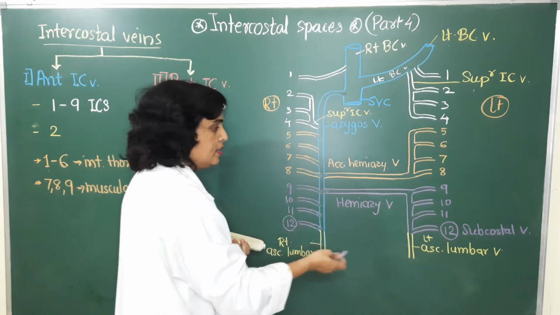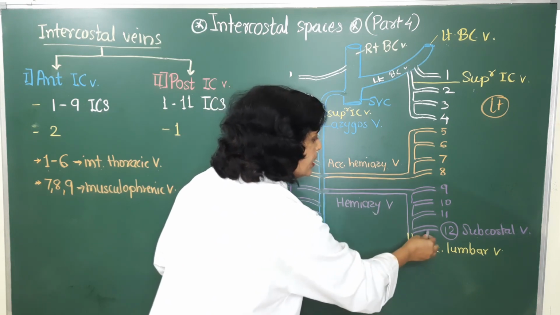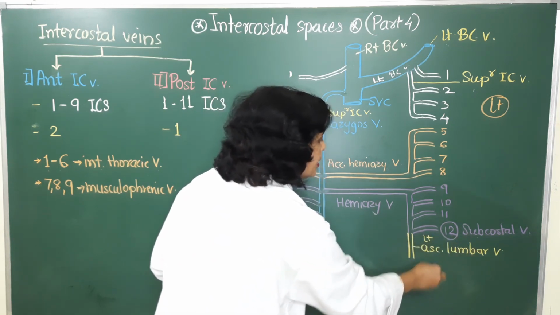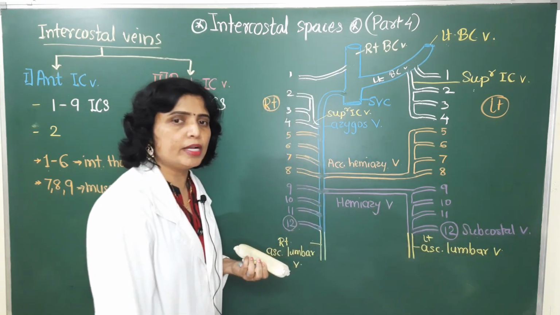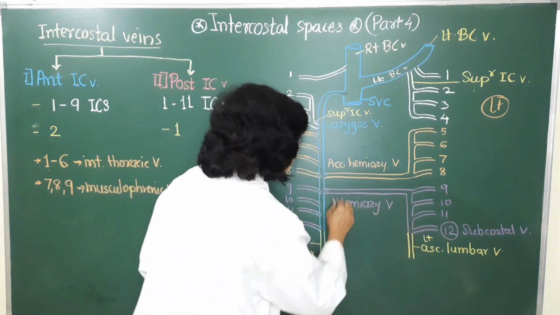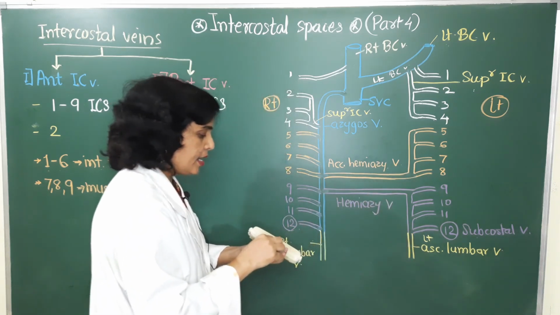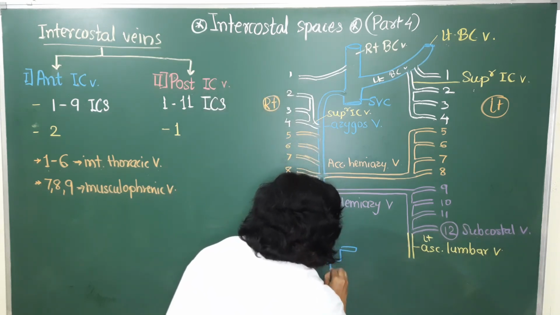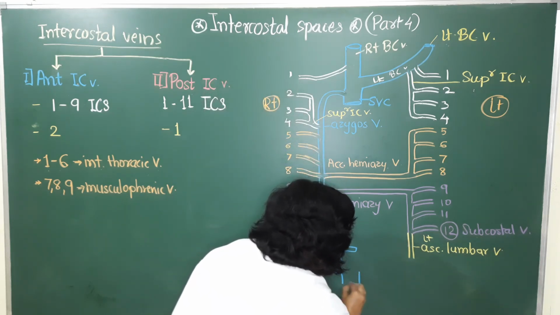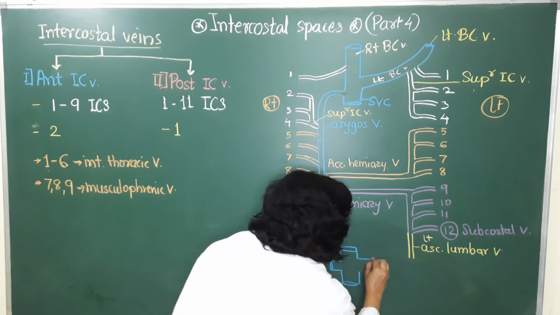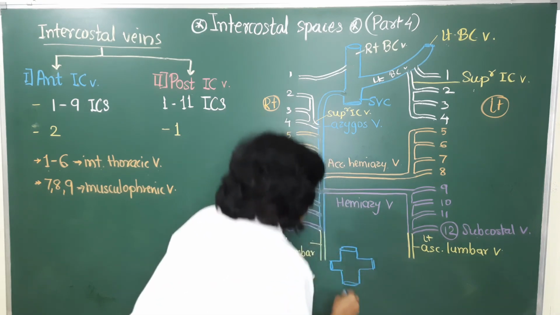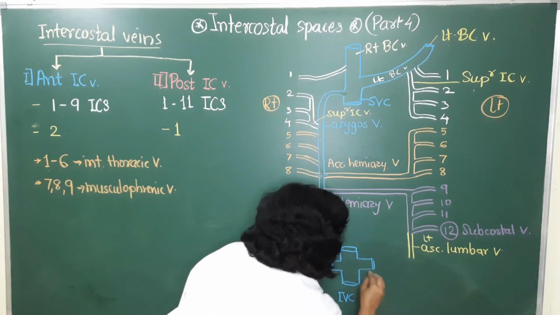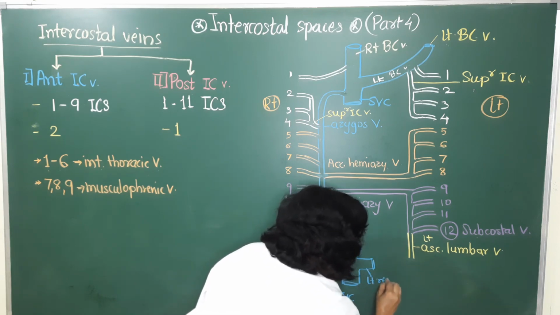The hemiazygous vein is formed when the subcostal vein and the left ascending lumbar vein unite. Sometimes, here you get the inferior vena cava. Suppose here is the right renal vein and this is the left renal vein. So this is the inferior vena cava and this is the left renal vein.